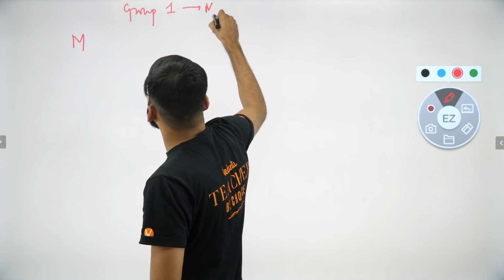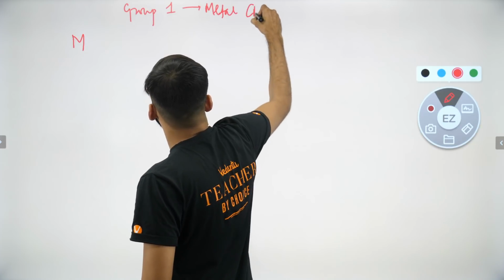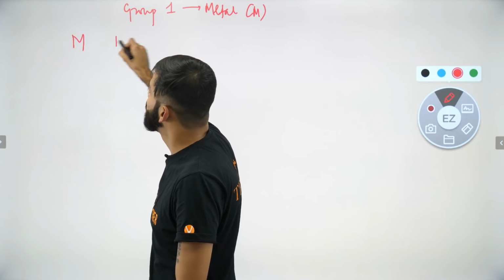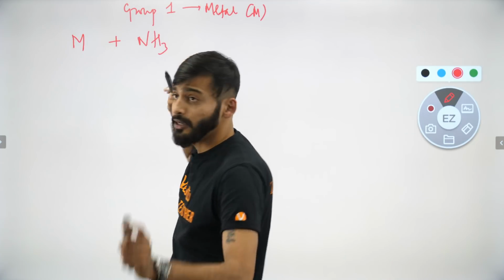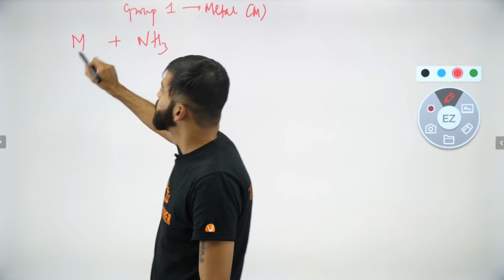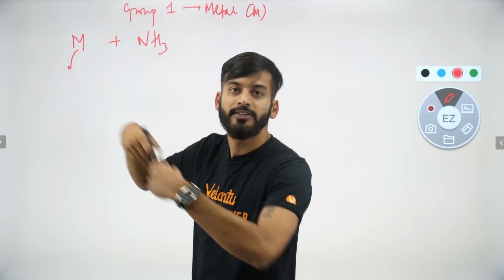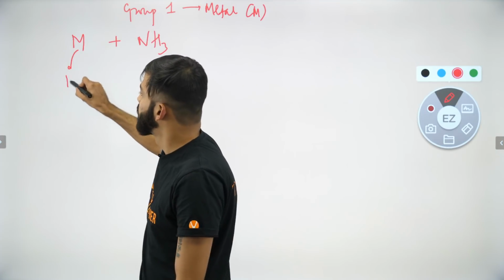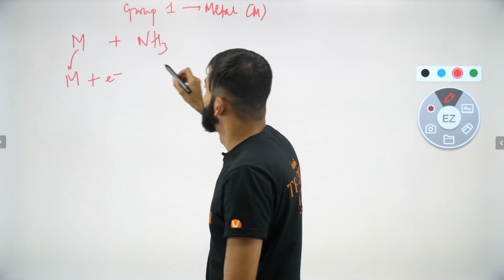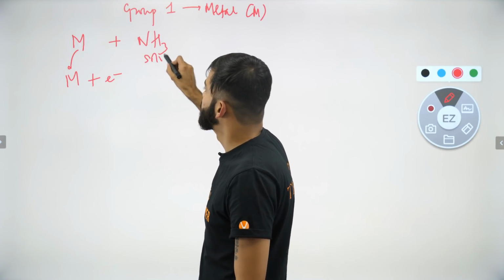मैंने ले लिया है metal and I'm representing it by M. When you take your group 1 metal and you dissolve it in ammonia, ध्यान देना, because they have very low ionization energy, it will rapidly lose its electron and it will become M plus electron. ठीक है? This ammonia is the solvent here बच्चा लोग.